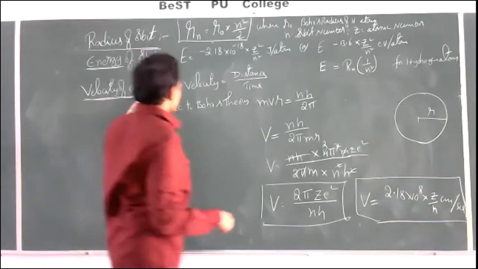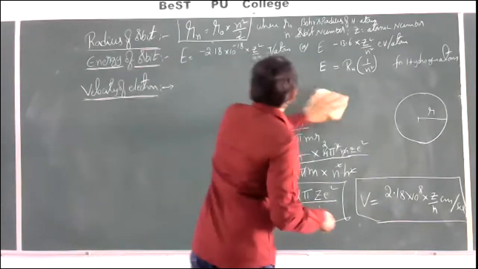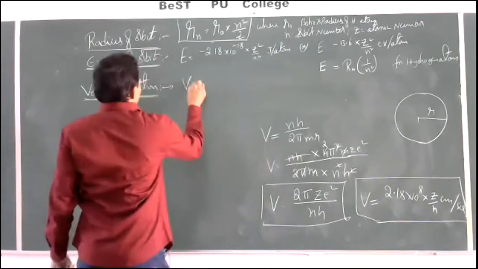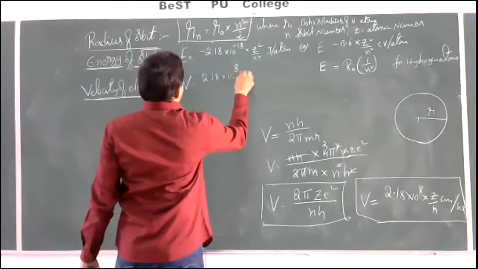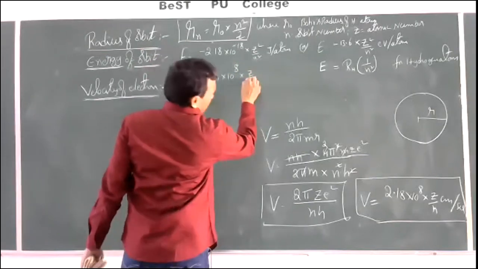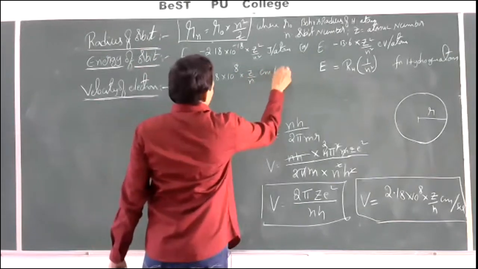Okay, right, now see here. So velocity v is equal to 2.18 into 10 to the power of 8 into Z by n centimeters per second.